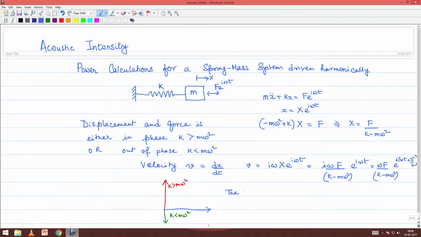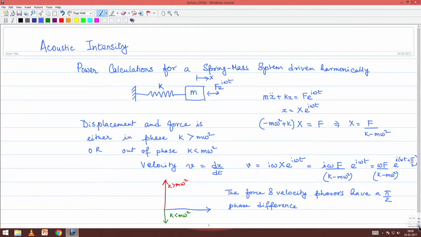The force and velocity phasors have a pi by 2 phase difference, which may be pi by 2 positive or pi by 2 negative, depending upon whether the frequency is high or low.